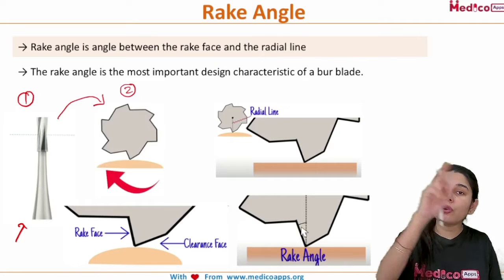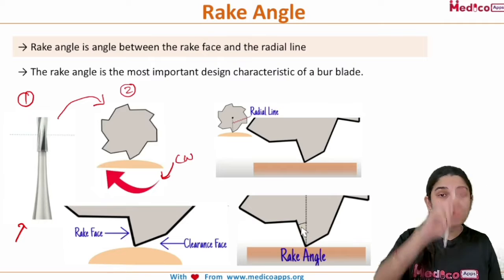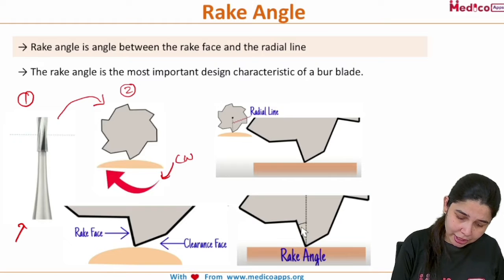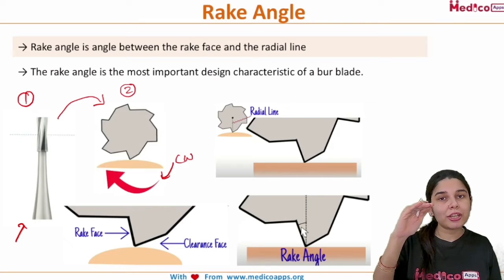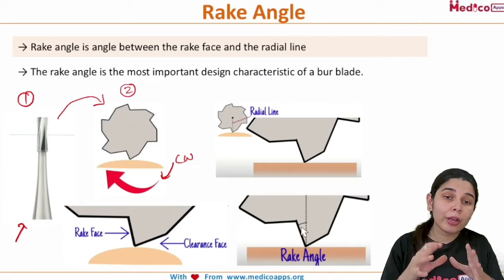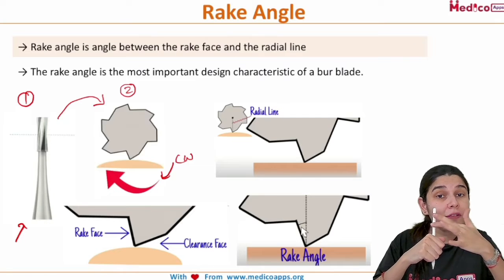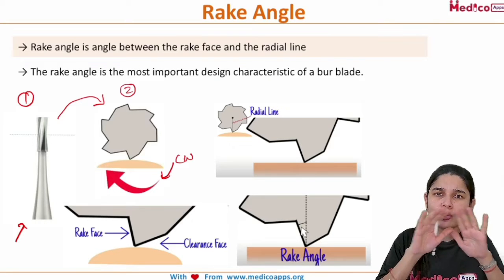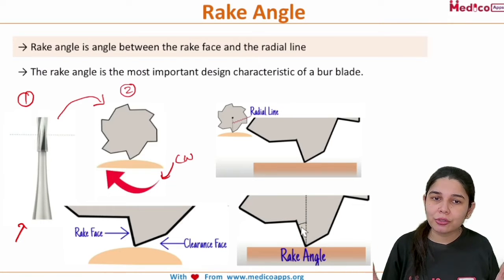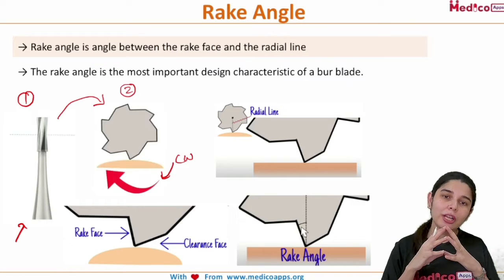Now, how does the rotatory instrument move? It goes clockwise, we all know that. The similar image is shown here: the cross section of a rotatory burr going clockwise. Now I am going to zoom or magnify this cross section of the dental burr. When we magnify it, we are going to see some very important facts.